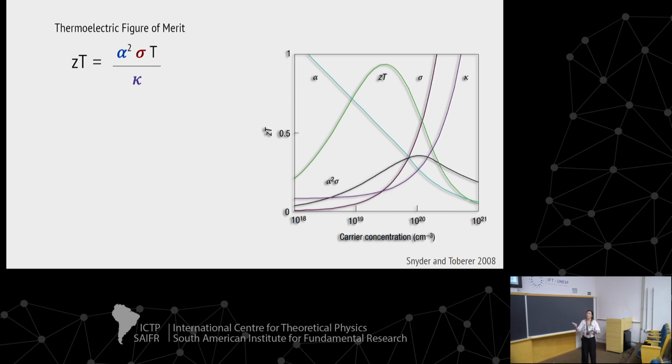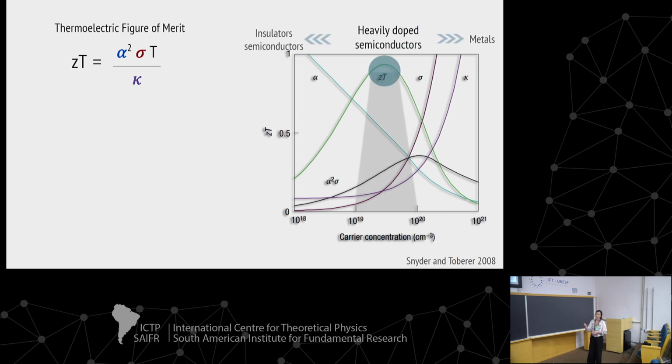For instance, if we try to decrease the lattice thermal conductivity, most of the time we also decrease the electrical conductivity, and then we have a negative impact on ZT. So it's very difficult to have a balance and control ZT in this sense. If you look at ZT as a function of carriers, we usually have this behavior where we have a peak region where we expect to have maximal efficiency of our thermoelectric material. This region is usually in a region of heavily doped semiconductors, something between 10 to the 19 to 10 to the 21 carriers per centimeter cubed.